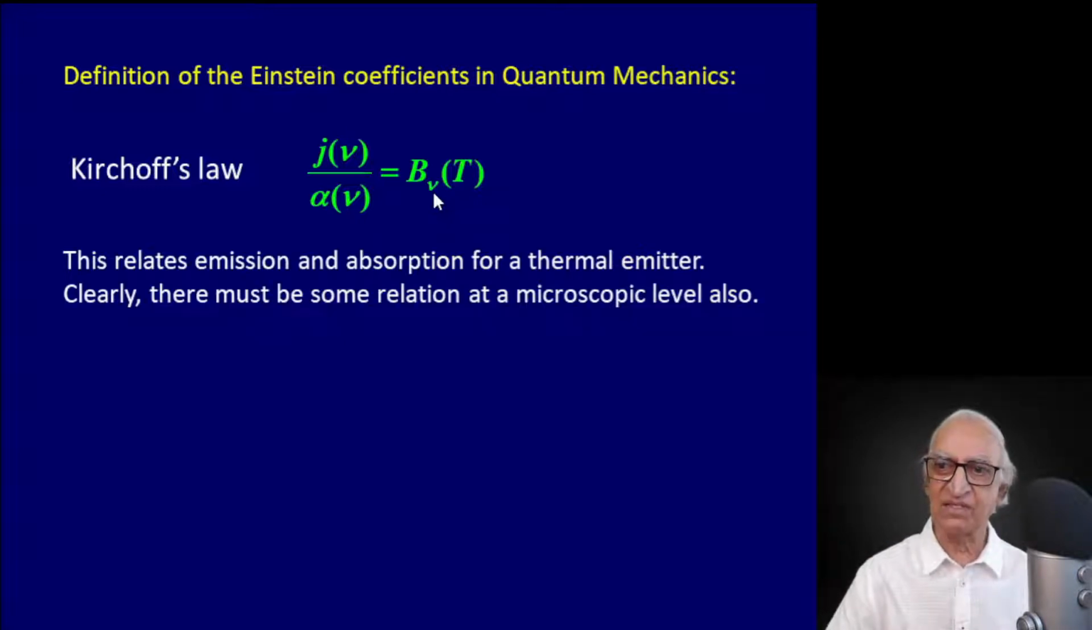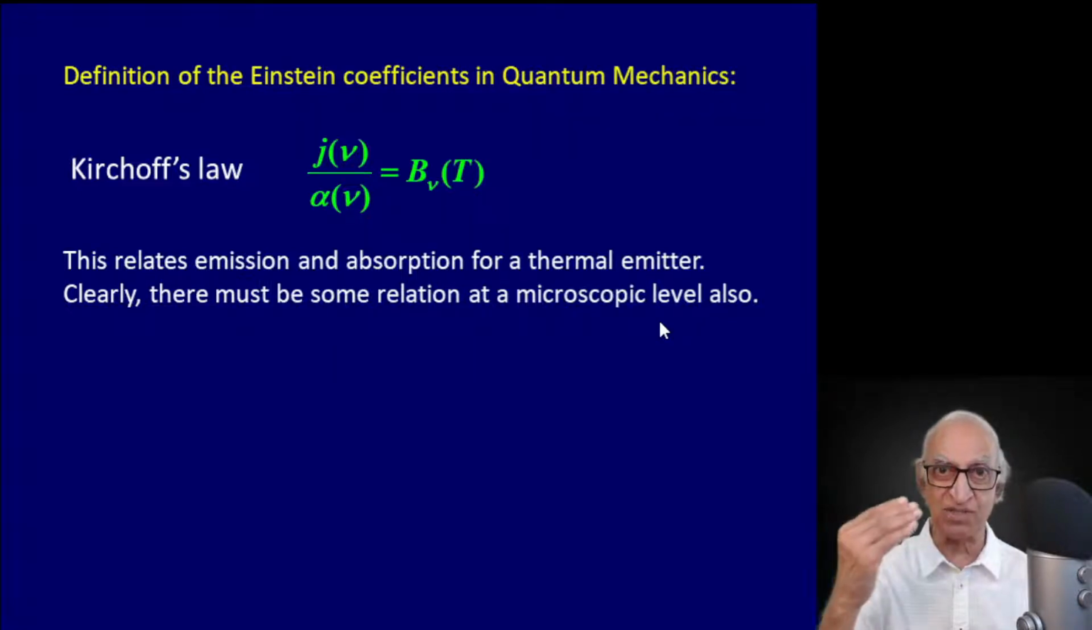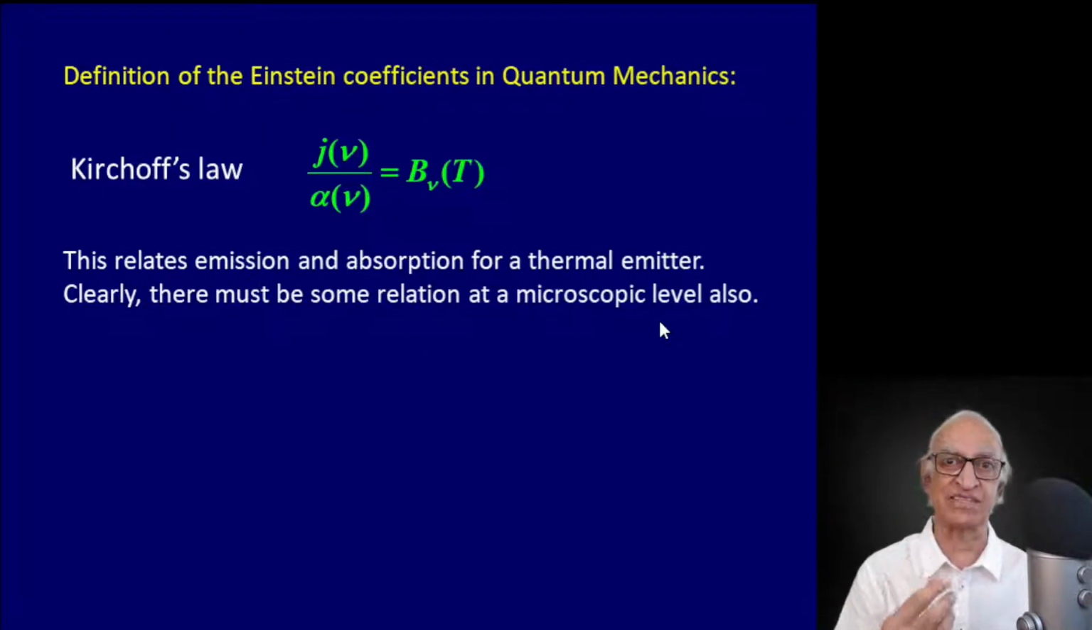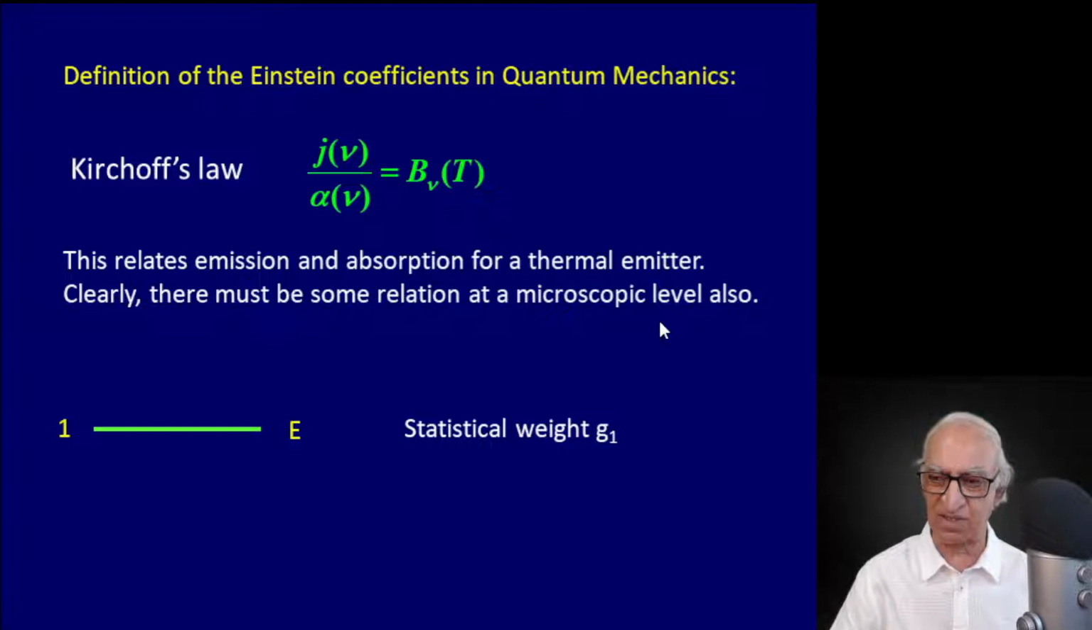Now, this relates to emission and absorption for a thermal emitter. Clearly, there must be some relation at the microscopic level also, because in our second lecture, we merely characterized a macroscopic substance with an emission coefficient J nu and an absorption coefficient alpha nu. We didn't say where these things come from. As I said, it's like we introduced the notion of a dielectric constant, a refractive index. Classical physics doesn't tell you where these properties derive from. That is in the realm of quantum physics, and that's what Einstein was trying to do.